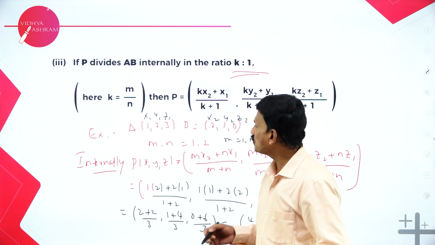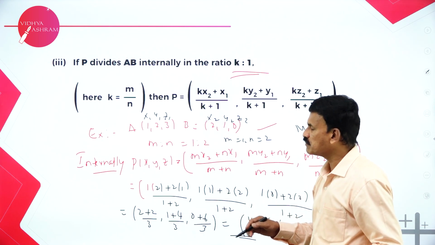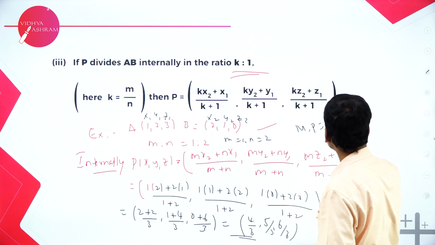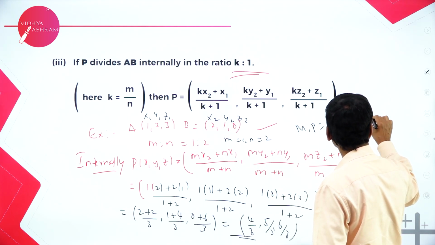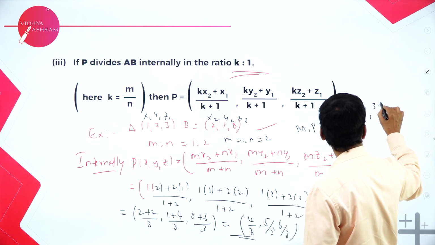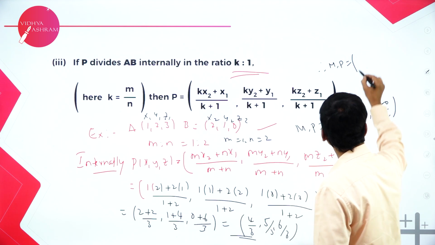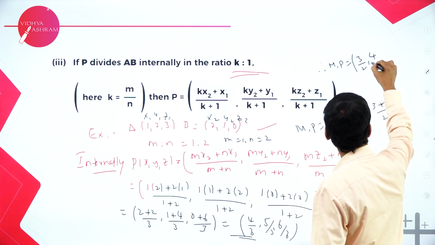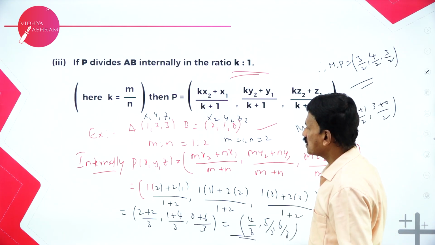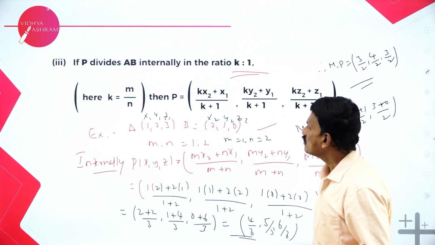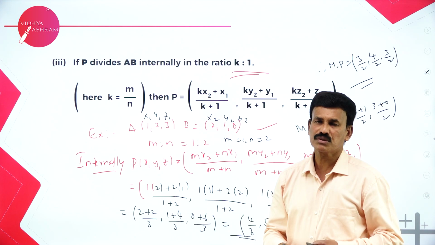Right. Suppose you want to find the midpoint of this; the midpoint is given by (x1 + x2)/2, that is (1 + 2)/2. Similarly, (2 + 1)/2, (3 + 0)/2. So therefore the midpoint is 3 by 2, 3 by 2, and again 3 by 2. So these are the coordinates of the midpoint of the line joining the points A(x1, y1, z1) and B(x2, y2, z2). That's it. So this is how we are going to solve the problem.